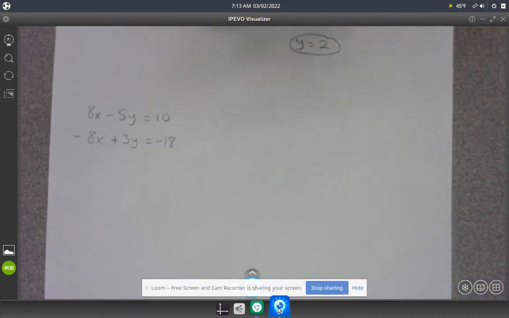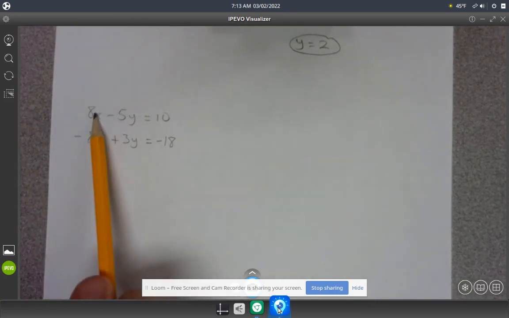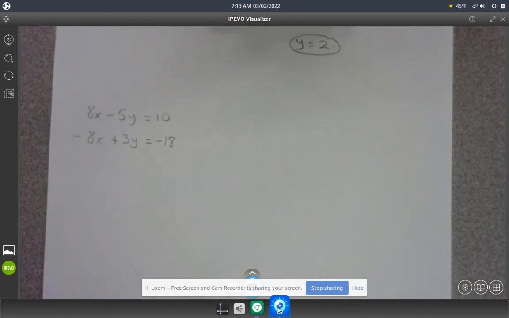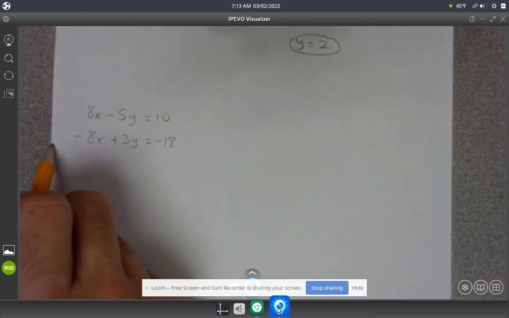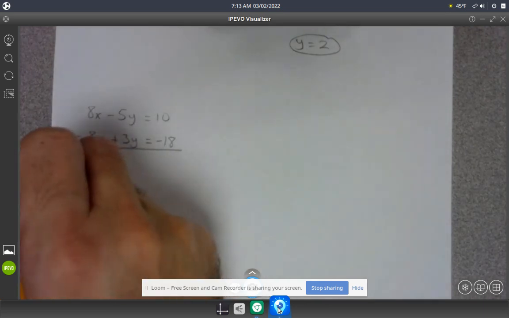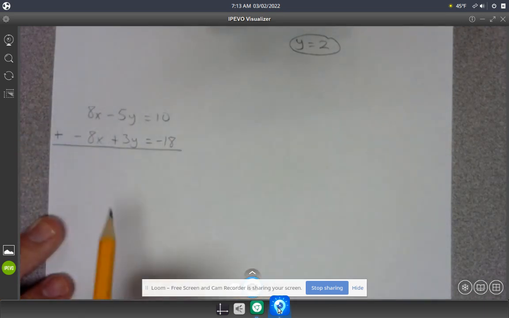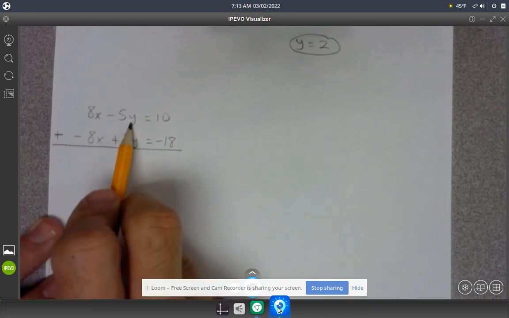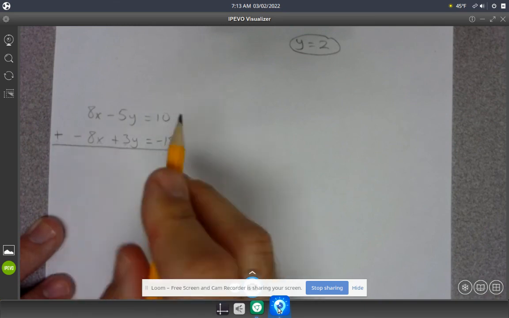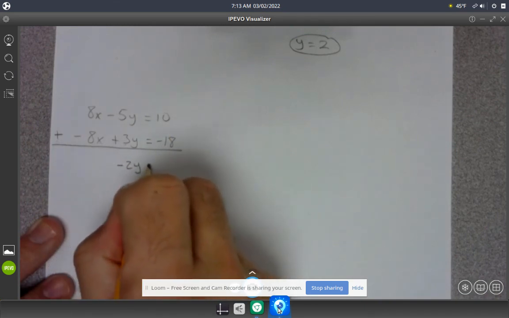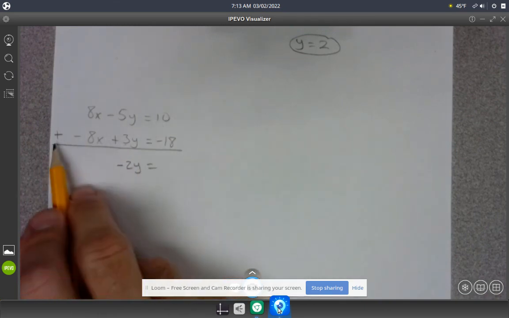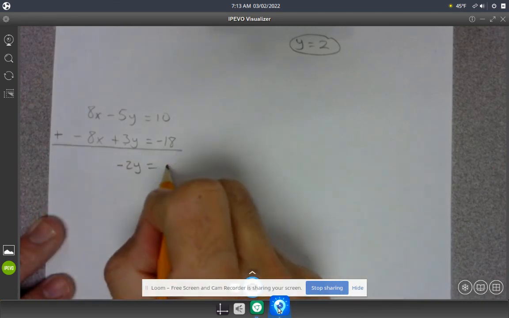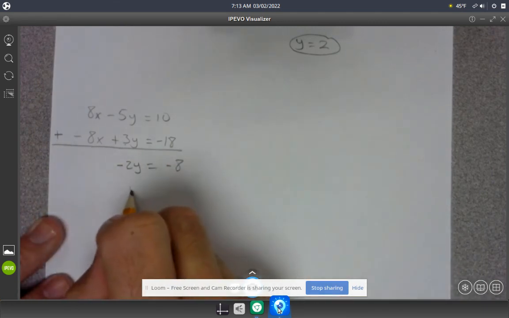Okay, this one. Notice how the coefficients on the x are the same number, but they differ by a plus or minus sign. So I'm going to have to add these two equations to cancel that out. I'm going to add these two equations. 8x plus negative 8x cancels. Negative 5 plus 3, that'll be negative 2. And then we'll do 10 plus negative 18. That's negative 8. And so y is equal to 4.